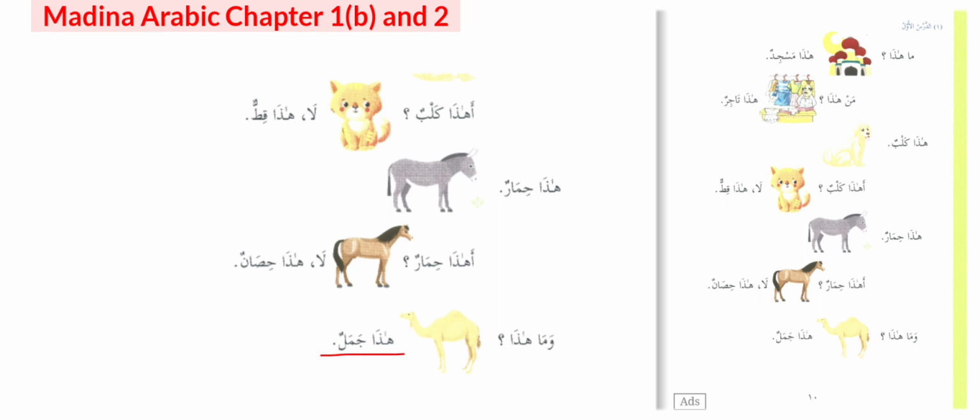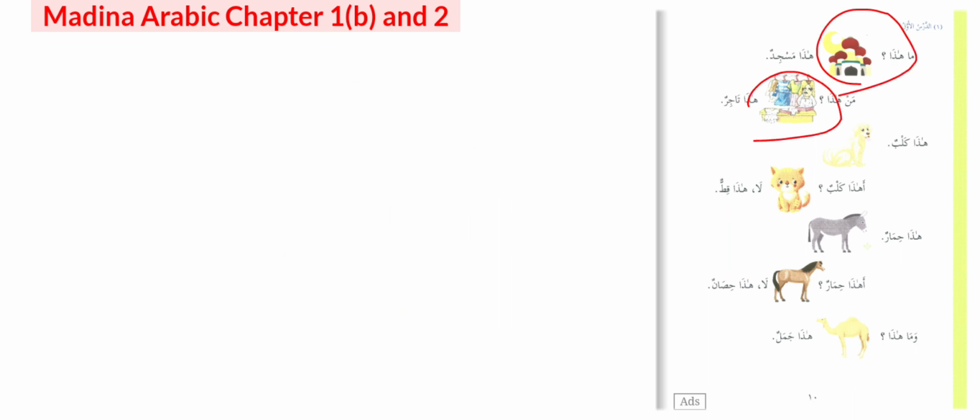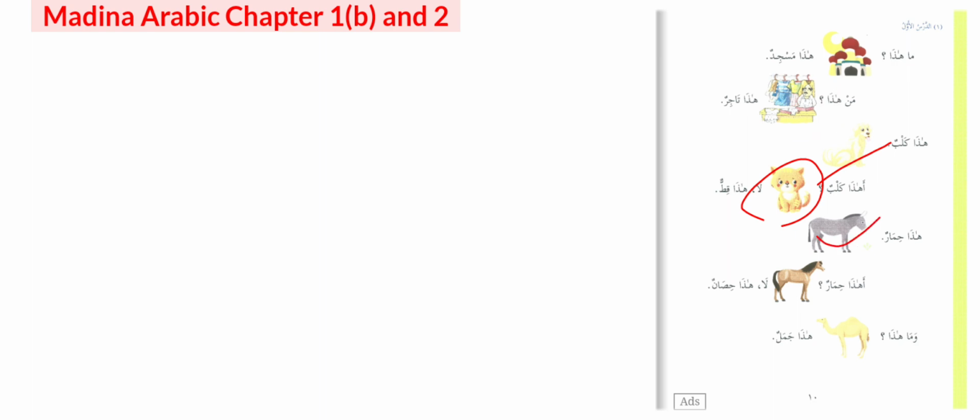Now interesting thing, if you know a little bit of Arabic, then jamil means beautiful, and hasin means beautiful as well. And Arabs find camel and horses beautiful. Therefore jamal, hisan. Jamal from jamil, hisan from hasin. So in this page we saw masjid, tajir, kalb, qittun or qitt. We saw himar, we saw hisan, and we saw jamal.